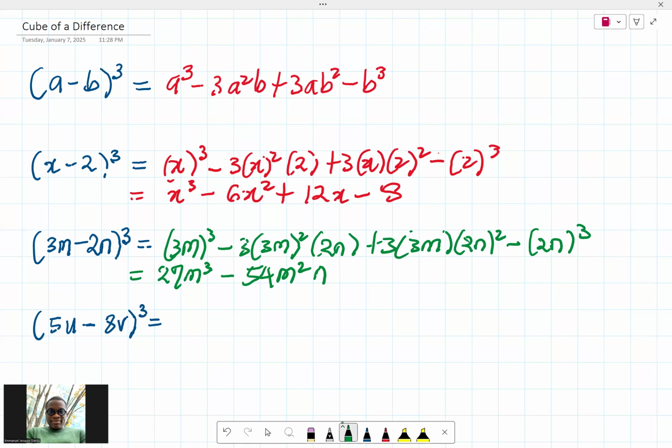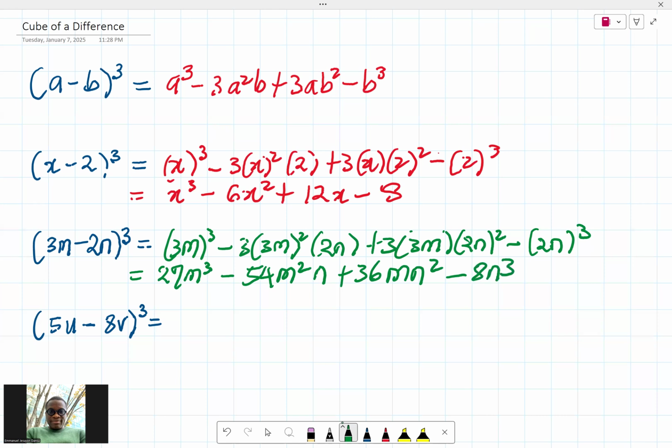Then next, 2 raised to power 2 is 4. 4 times 3 is 12. 12 times 3 is 36. That's 3 times 3, 9 times 4, 36 m n squared. And lastly, you have 2n raised to power 3. That is 8n cubed, right?